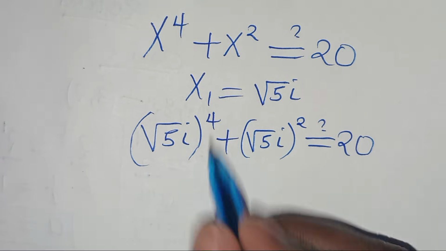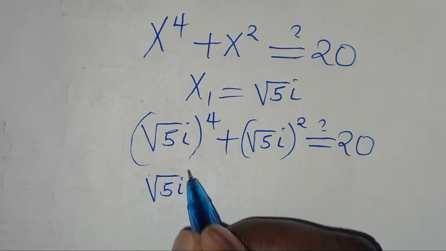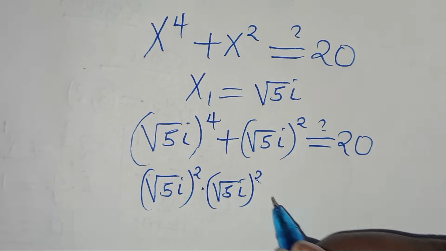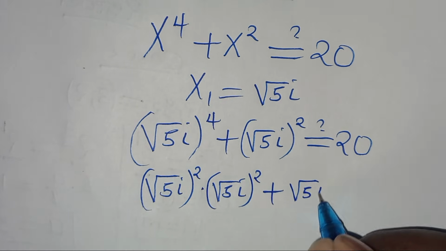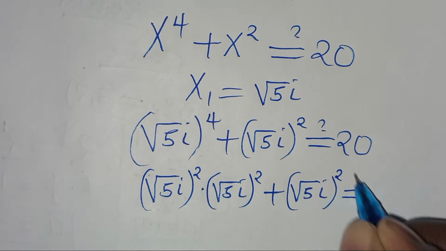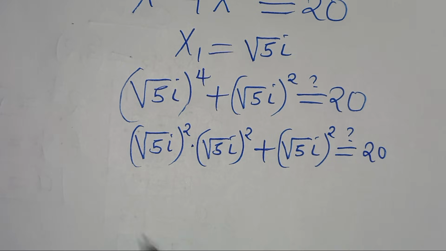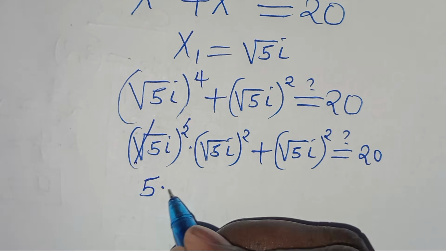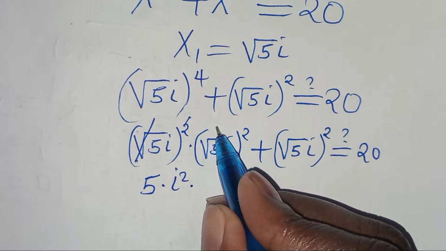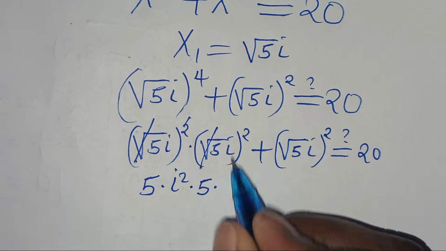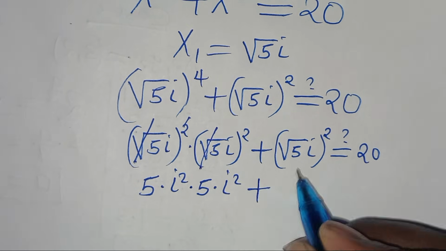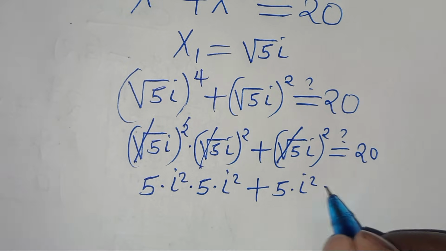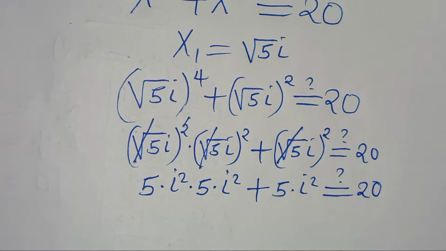Now, square root of 5i to the power of 4 is the same thing as square root of 5i raised to the power of 2 times square root of 5i raised to the power of 2, then plus square root of 5i raised to the power of 2. This should give us a value of 20. Let's eliminate the square root sign, and this means we have 5 times i squared, times 5 times i squared, plus 5 times i squared. This is supposed to give us a value of 20.